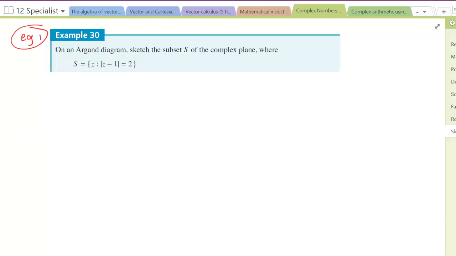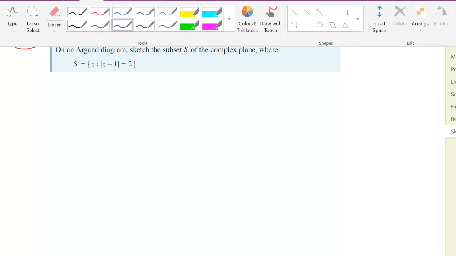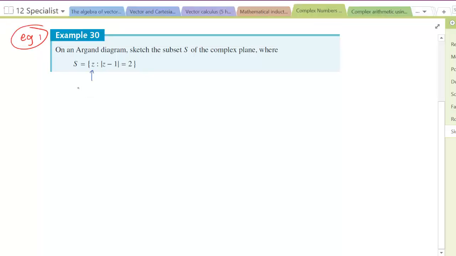In this example, it says on the Argand diagram, sketch the subset S of the complex plane where S is equal to z such that the modulus of z minus 1 is equal to 2. So what is this actually saying? This is what we have to try to understand. This is saying that we want to look at the set of solutions of z. We're looking at the modulus of z minus 1, which is a distance, and it's always equivalent to 2. So a distance equivalent to 2. We should be able to realize that an equivalent distance probably suggests a circle.